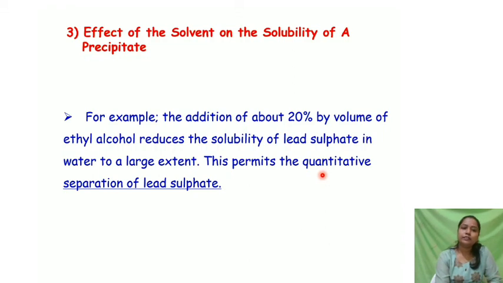Okay, these are the three factors which affect the solubility of a precipitate. First one is the effect of acid, second one is the effect of temperature, and third one is the effect of solvent. Okay, due to the addition of strong acid, solubility of precipitate increases. Second factor, due to the increase in temperature, solubility also increases. And third is the solvent. Okay, organic solvents are generally used to reduce the solubility of inorganic salts. It is the effect of solvent upon the solubility of a precipitate.